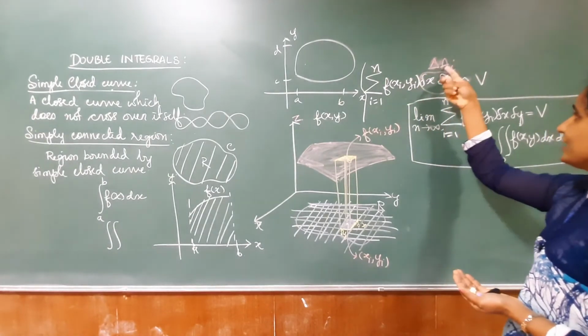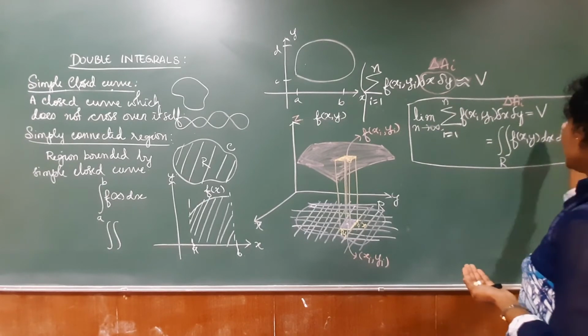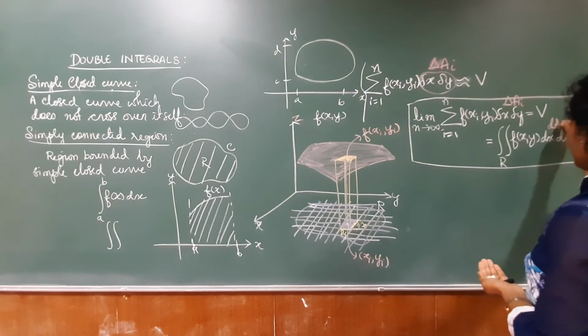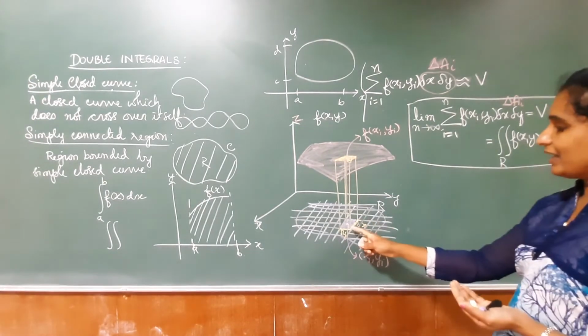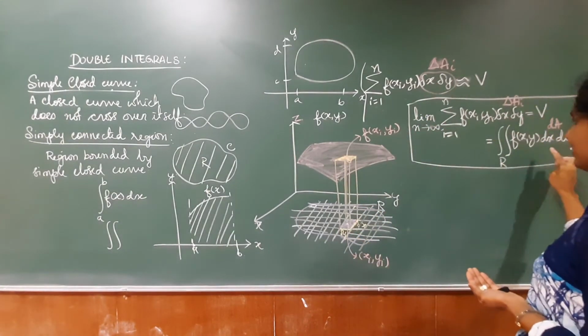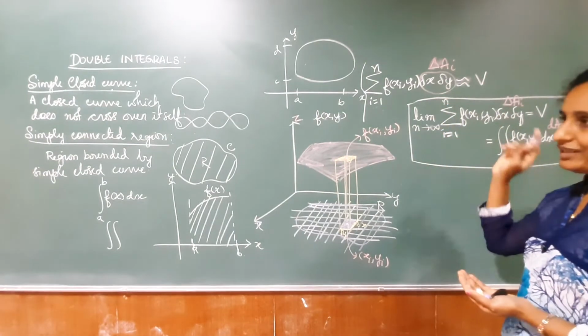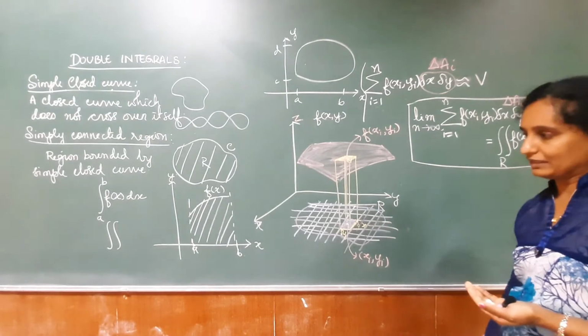This is a more general form of writing the double integral. This is also a way of expressing the double integral. Particularly when it is a rectangle, it becomes delta x into delta y, delta x into delta y and delta x into delta y. Therefore, this is my definition of double integral.